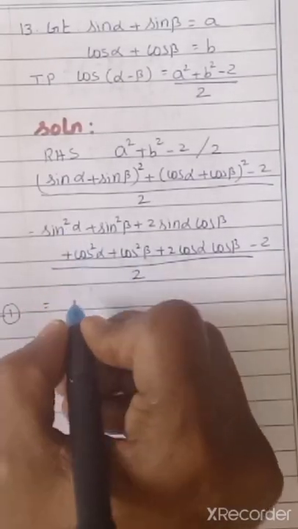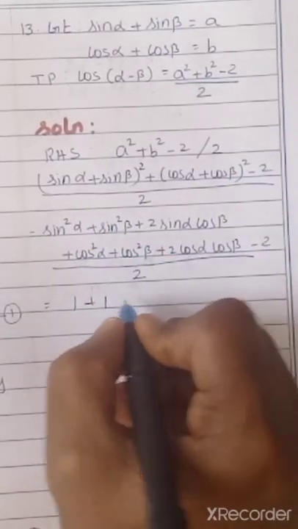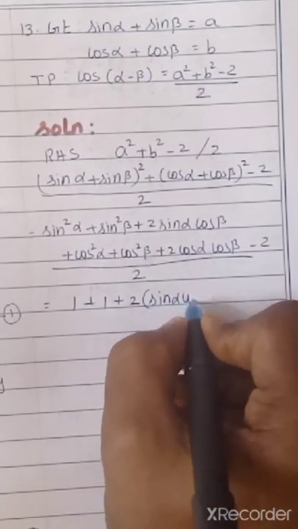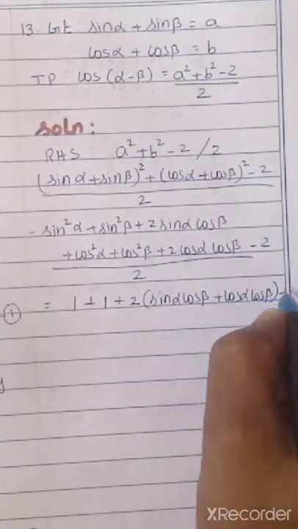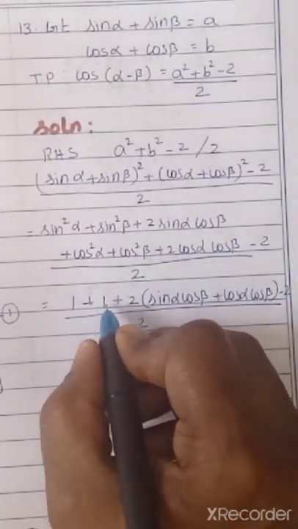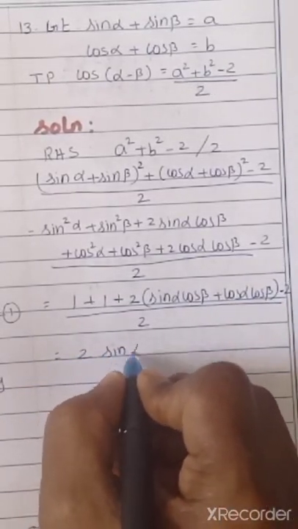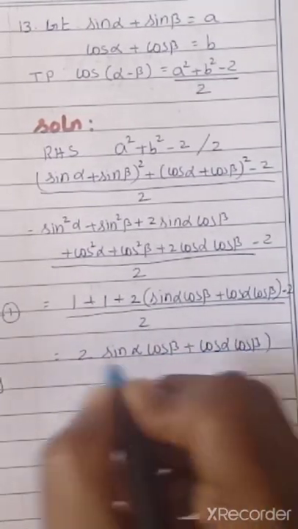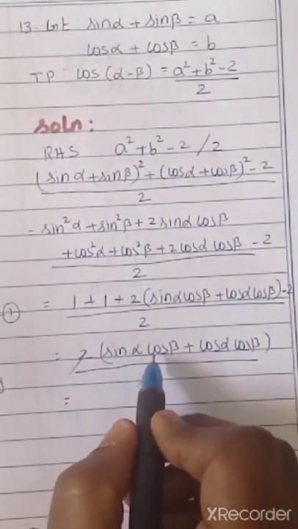Again, which is equal to sin square alpha plus cos square alpha, which is 1, sin square beta plus cos square beta, which is 1, plus 2 into sin alpha sin beta plus cos alpha cos beta, minus 2, divided by 2. 1 plus 1 is 2, correct? So this 2 and that 2 will be cancelled. So what will be remaining? 2 into sin alpha sin beta plus cos alpha cos beta divided by 2. The 2 cancels.